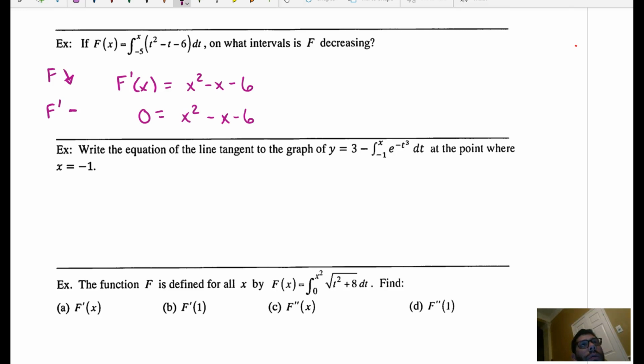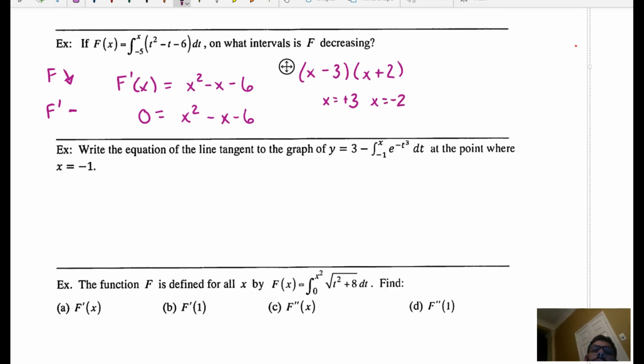We'll find our critical values, and undefined, but this derivative is a polynomial, so it's never undefined. Factor: x and x, 3 and 2, minus and plus. X equals negative 3, x equals positive 3, x equals negative 2. Sign chart, plugging into f prime is going to tell us what's happening to f.